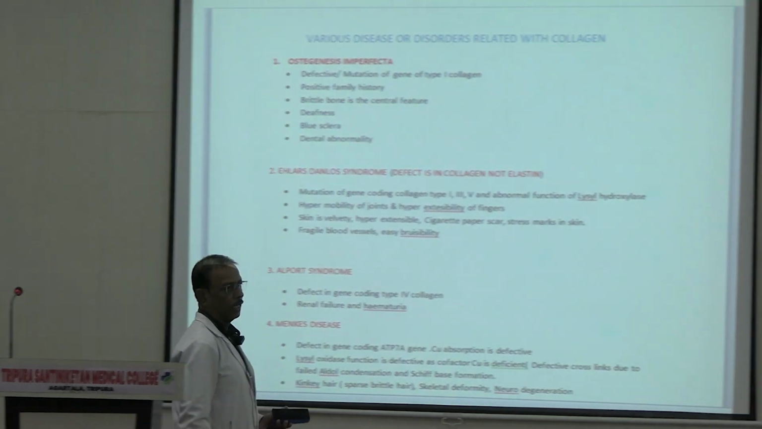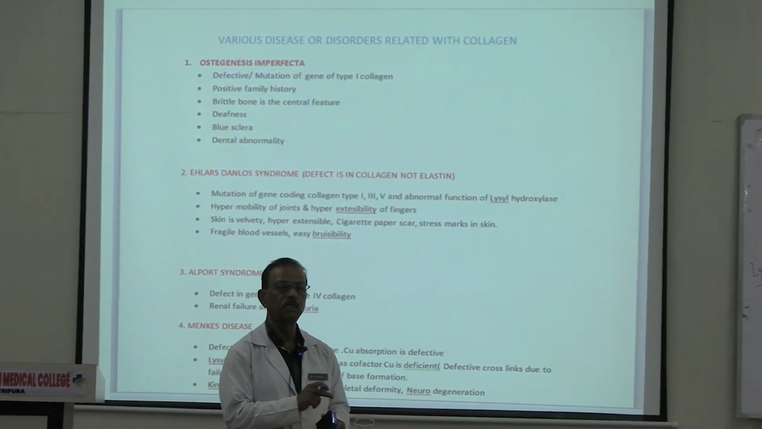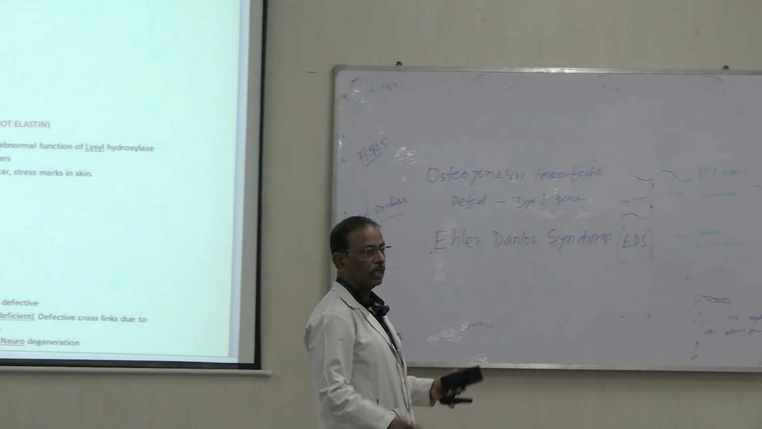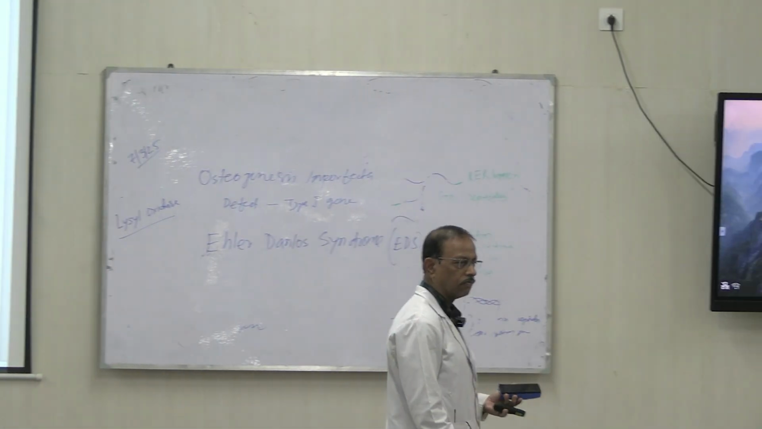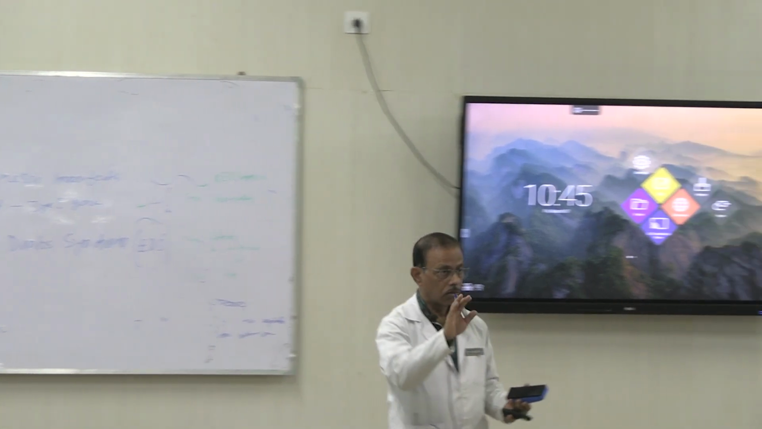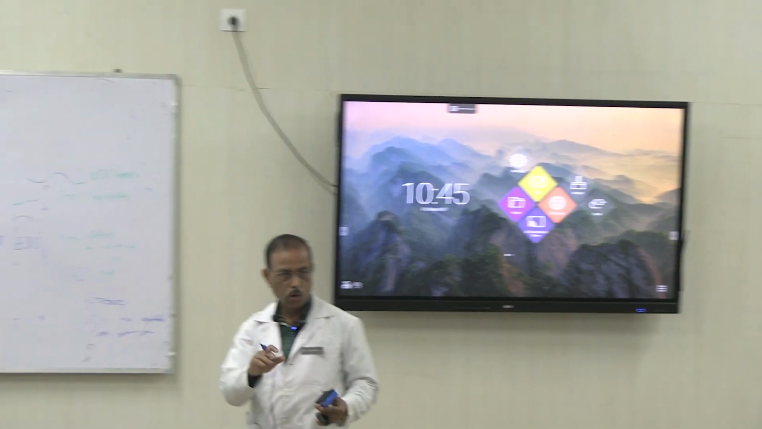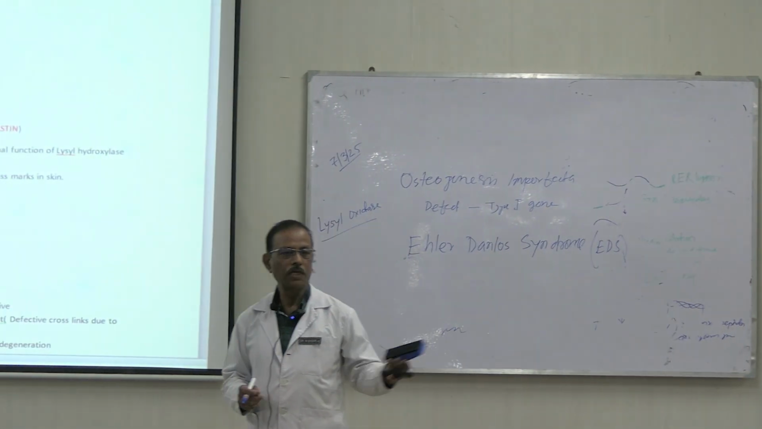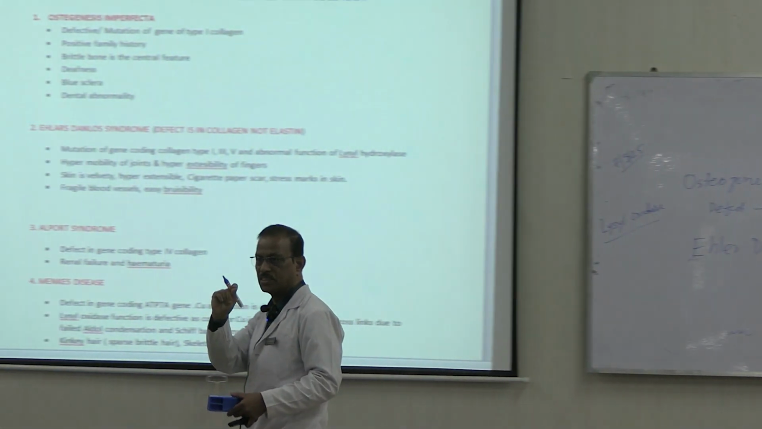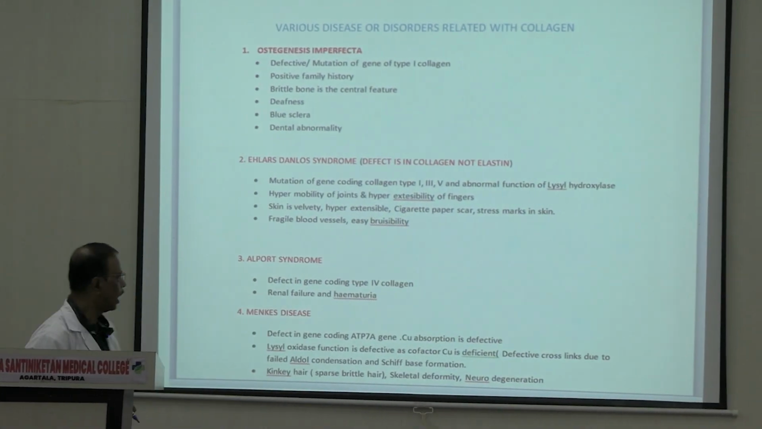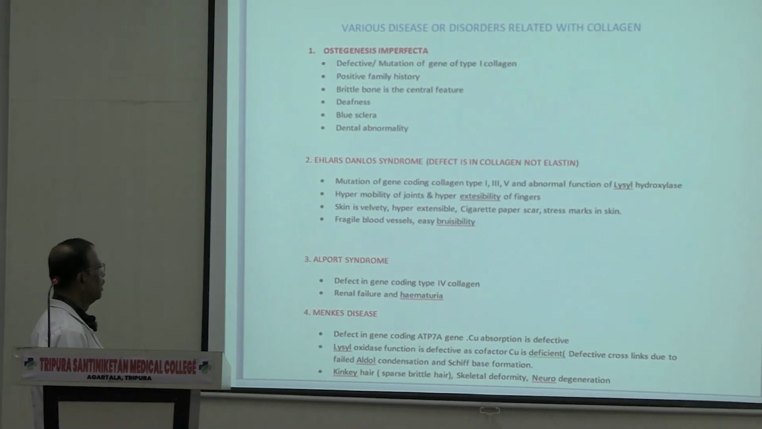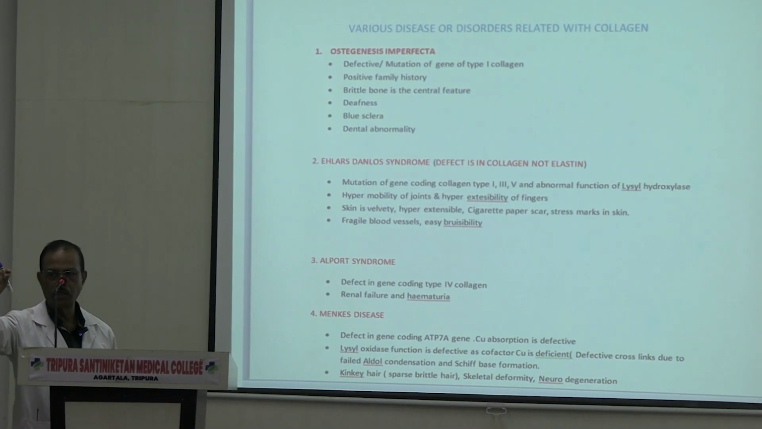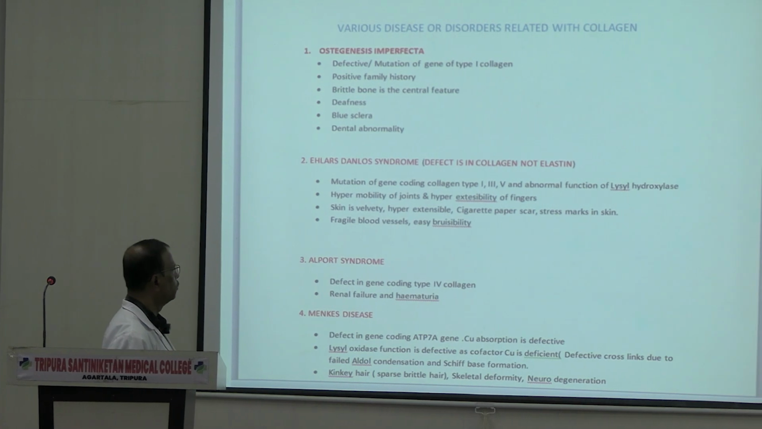Cigarette paper scar: when some part of the skin is injured, it is healed by scar formation. Scar is nothing but the aggregation of collagen. Once there is less collagen, there will be a thinner scar, so there will be cigarette paper like healing of scar. Cigarette paper is very thin, so the scar is also very thin.